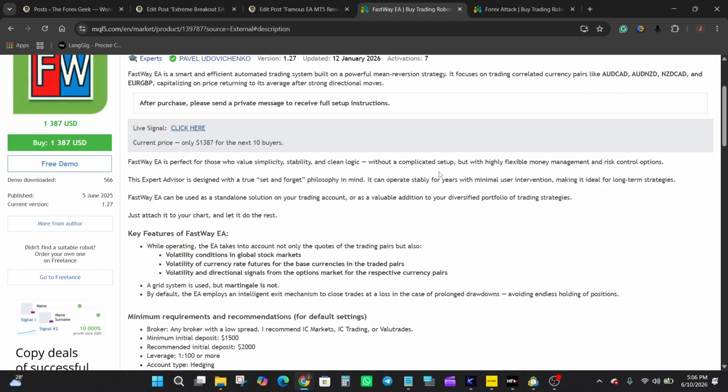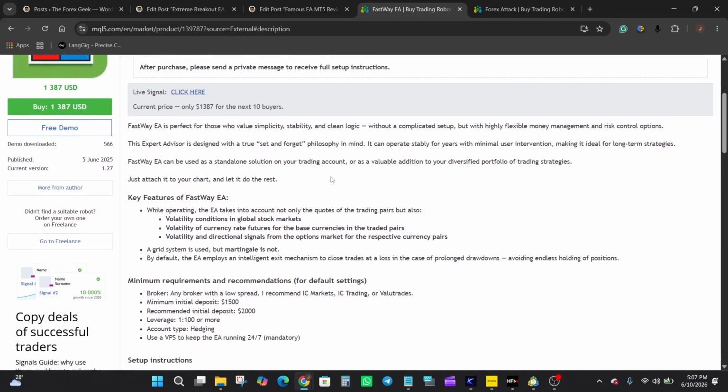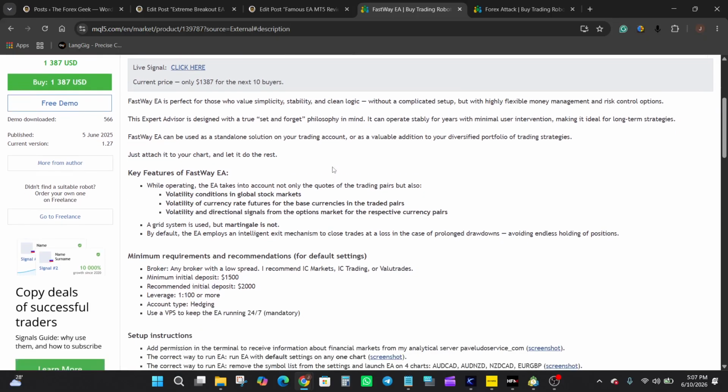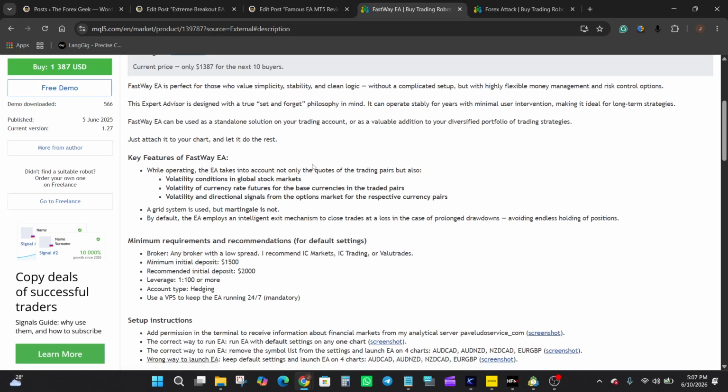One important thing I'm noticing here is the risk and structure side. It mentions a grid system is used, but importantly, there is no martingale involved. It also highlights a built-in exit mechanism that can close trades during prolonged drawdowns, which is basically designed to prevent positions from being held indefinitely in unfavorable conditions.